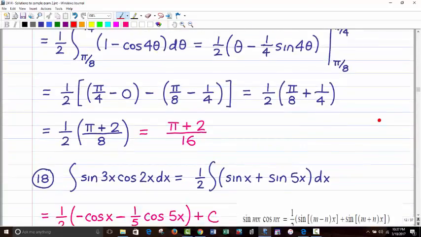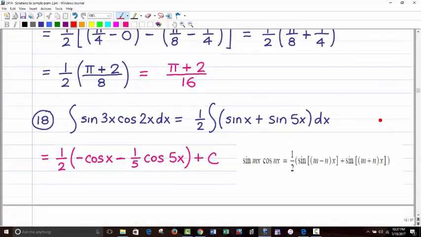All right, number 18 uses this integrating identity right here. Sometimes, every once in a while, a student will make a mistake and think that the result on the formula sheet right here is the result of the integral. That's not true. That's just how you convert the original problem into something that can be integrated.